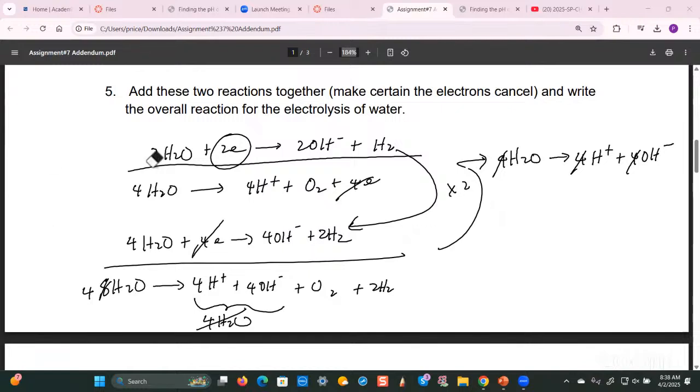hold on. I have a question. Yes, sir. Where did the 4 come from, the 4H2O? Shouldn't it be a 2? For the second one, because it's 4 hydrogen ions. You mean here? Yeah, because you have 4H plus here, but it was 4H2, wouldn't that be 8 hydrogens?